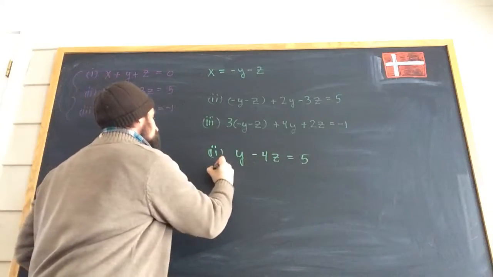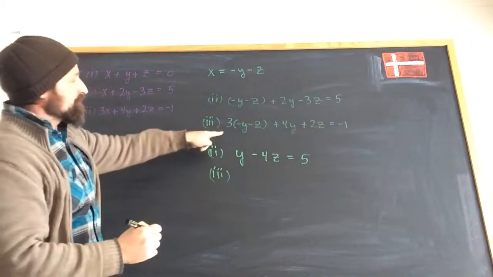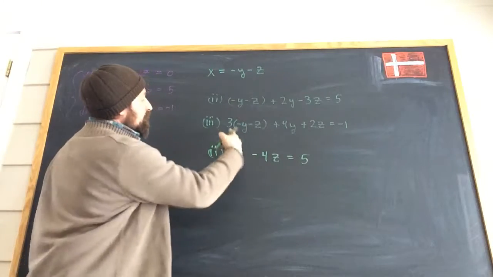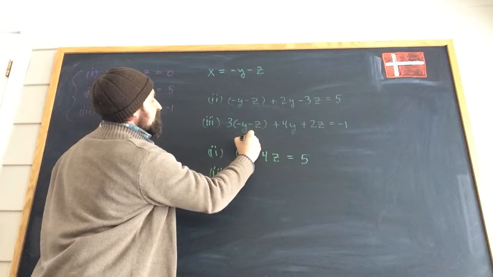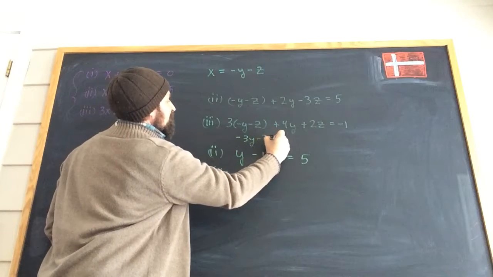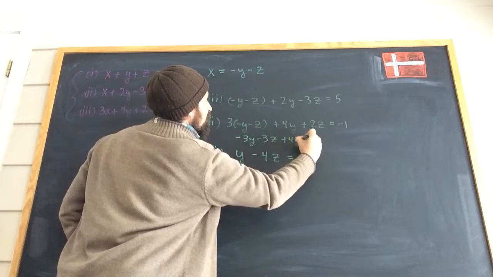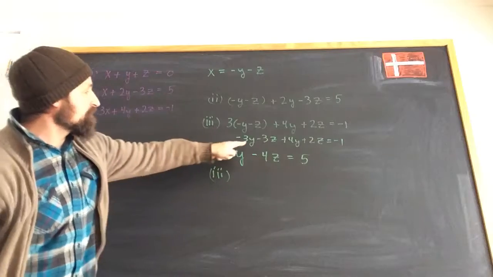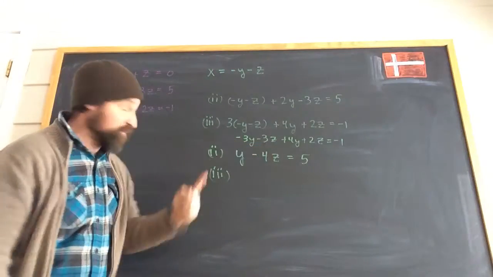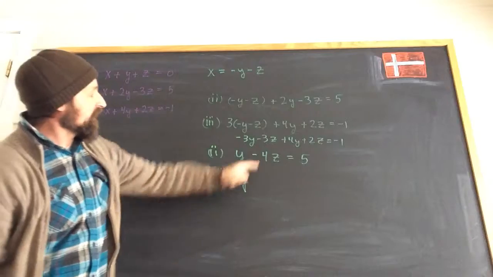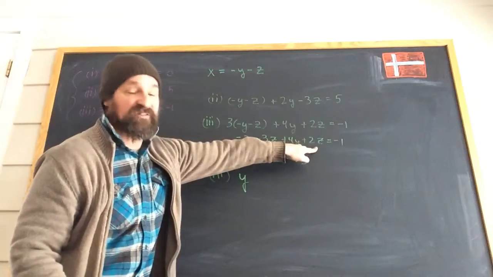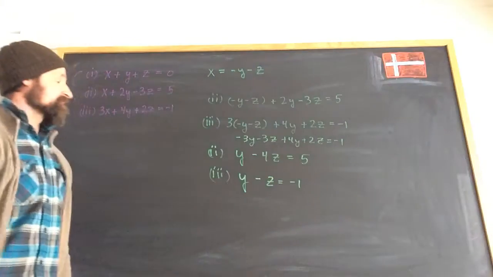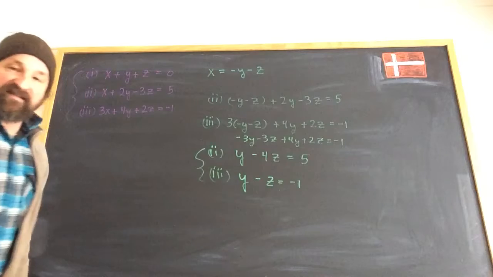And in equation 3, well, I better distribute first. Let me distribute up here and then I'll put the simplified form down here. When I distribute here, I've got minus 3y minus 3z, and then this plus 4y and plus 2z equals negative 1. Now let me combine the like terms. I've got minus 3y's plus 4y, so I've got plus 1y again. And then I've got a minus 3z plus 2z's, that's a minus 1z, equals negative 1.